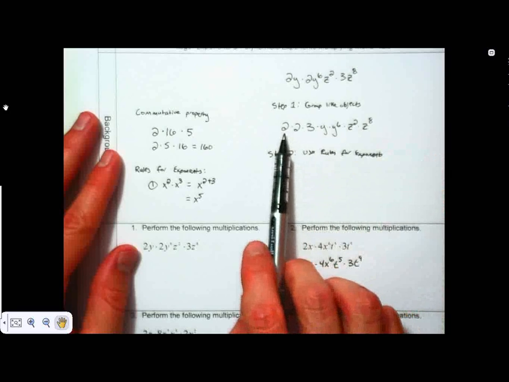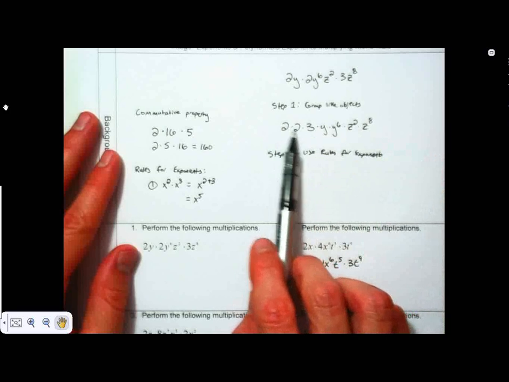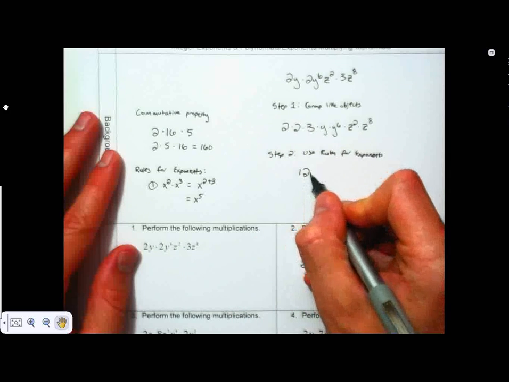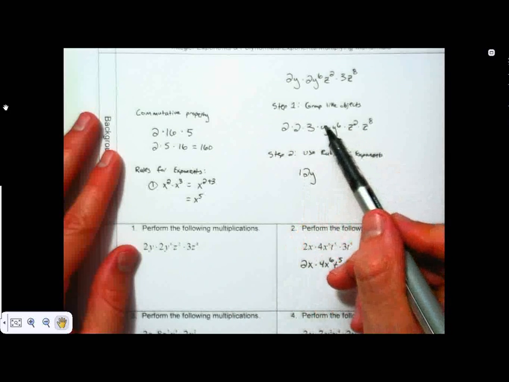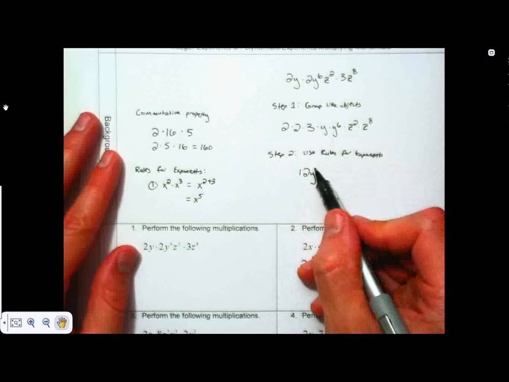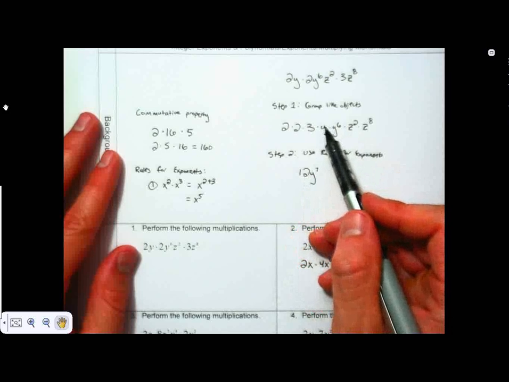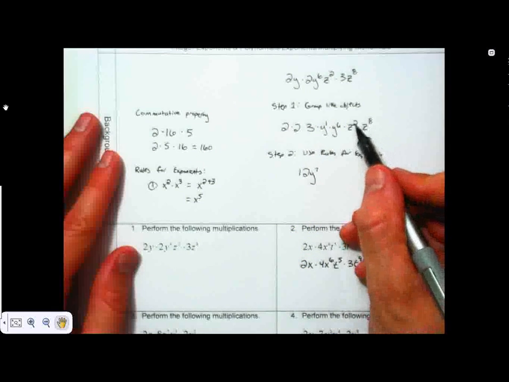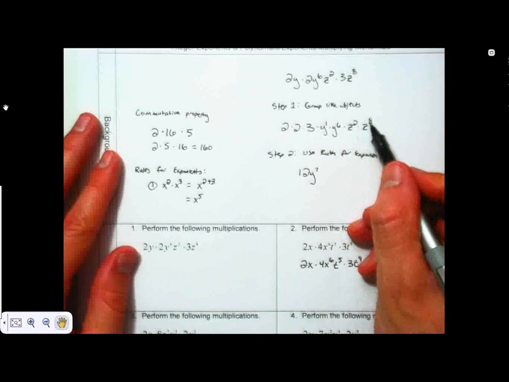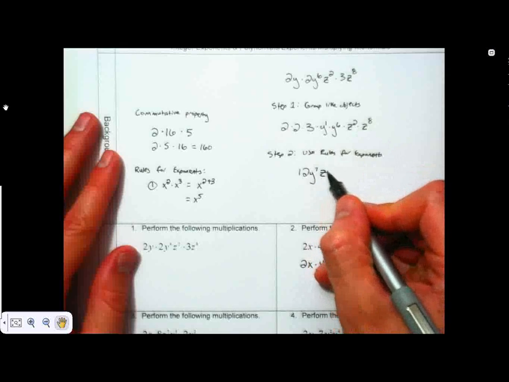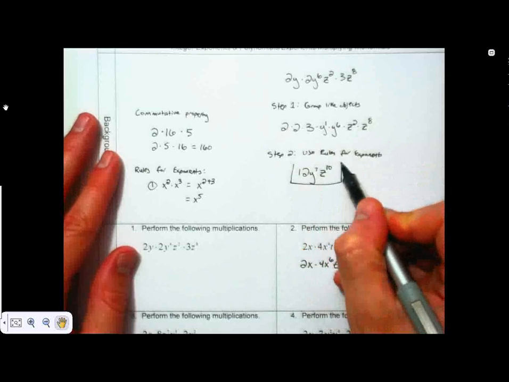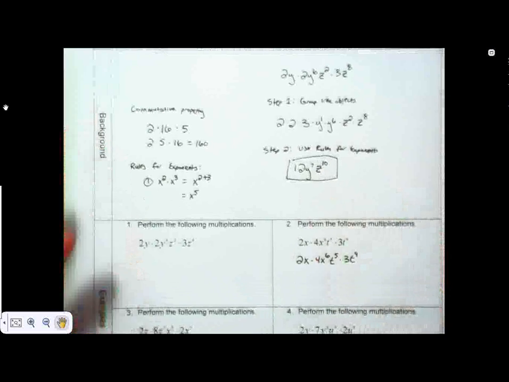So the first thing is I'm going to multiply these numbers together. So 2 times 2 is 4, times 3 is 12. And then I've got y, well, 1 plus 6 is 7. That's why if there's no exponent, we assume there's a 1 there. And then I've got z to the 2 times z to the 8th, which is z to the 10th if I add those exponents together. And so my answer is 12y to the 7th, z to the 10th.